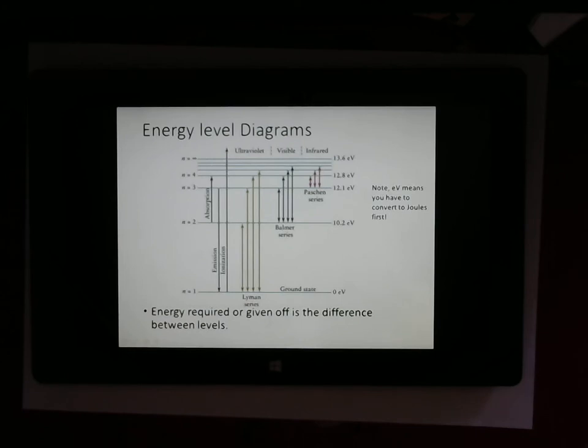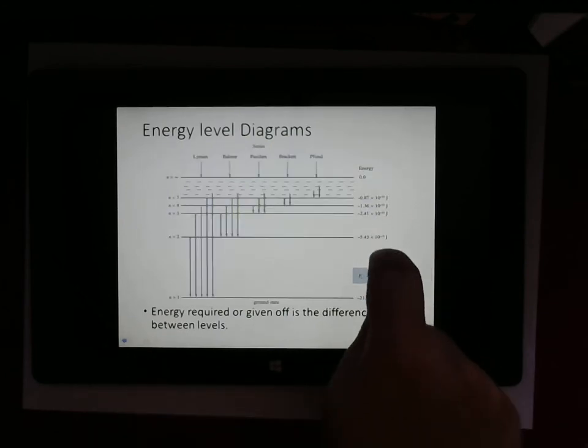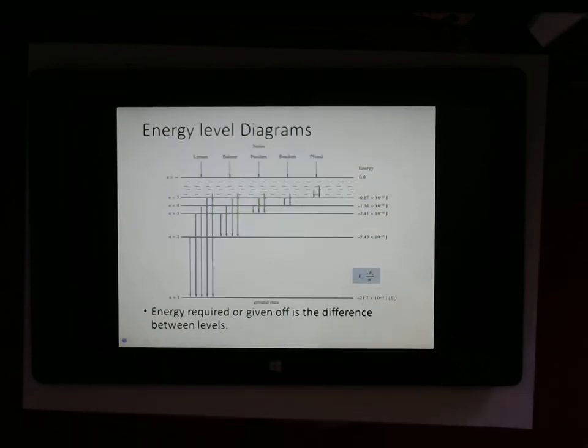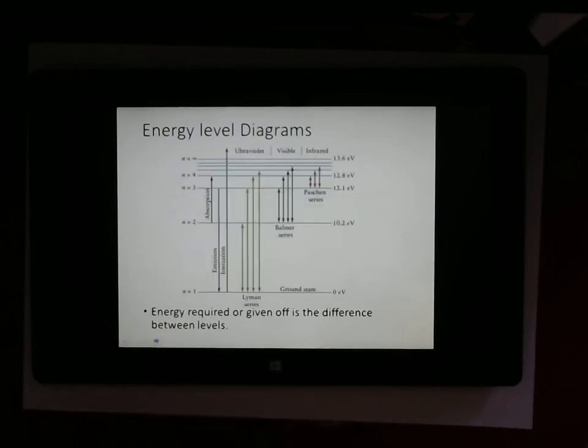No. Let's do some examples here. If you would go from level 4 to ionization, so to release the electron, we would take the difference between infinity and n equals 4. That would be a difference of 13.6 to 12.8, so 0.8 electron volts would be required. If something fell back in from infinity and stopped at level 4, it would give off 0.8 electron volts.